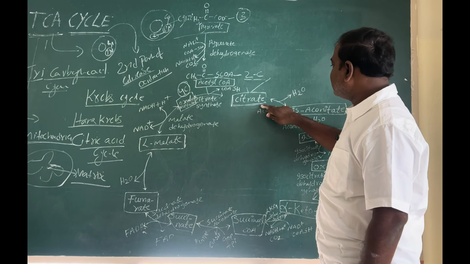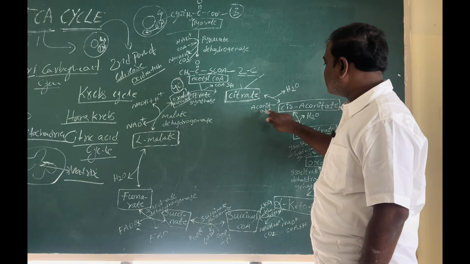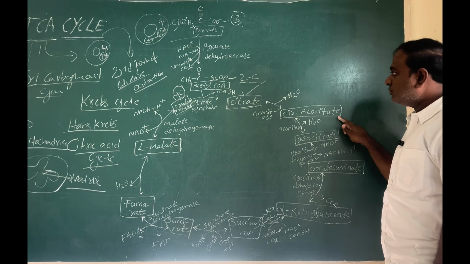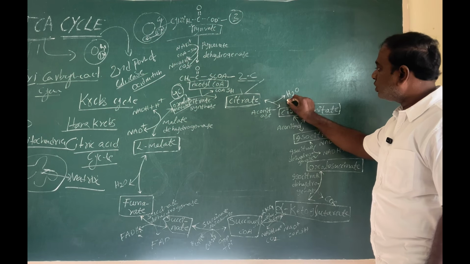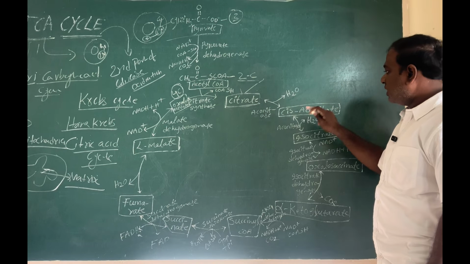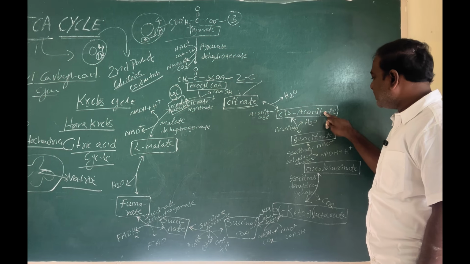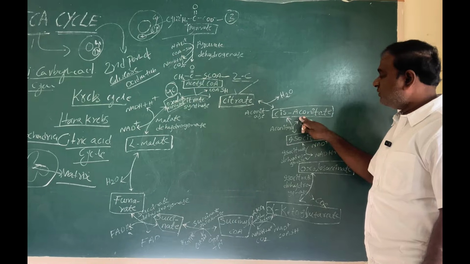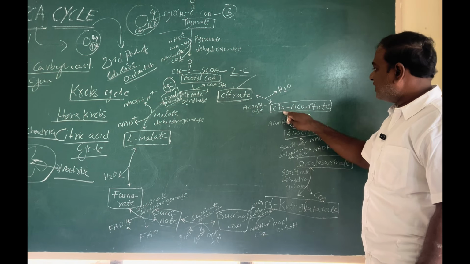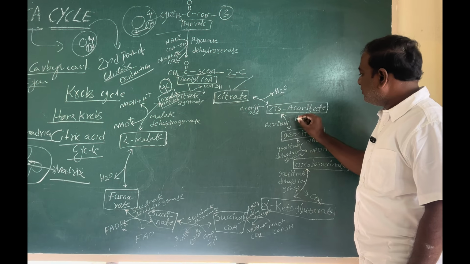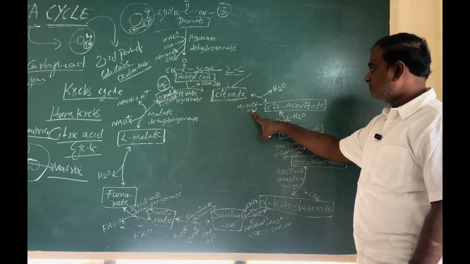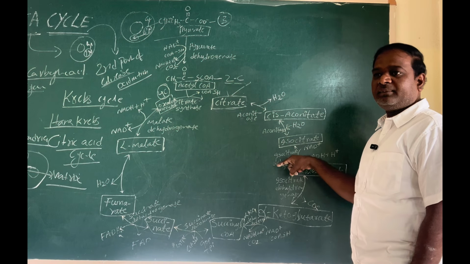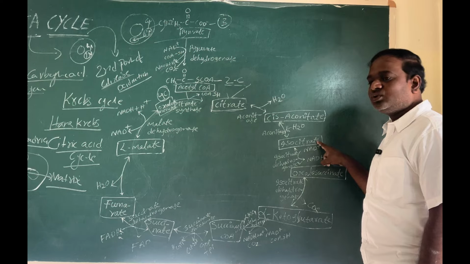Okay. The citrate so formed, in the presence of the enzyme aconitase, forms cis-aconitate. Here a removal of a water molecule will happen, and this cis-aconitate is an intermediate between citrate and isocitrate. This is a very fast, fraction-of-a-second step. And this cis-aconitate, in the presence of the same enzyme, aconitase, undergoes addition of a water molecule to form isocitrate.